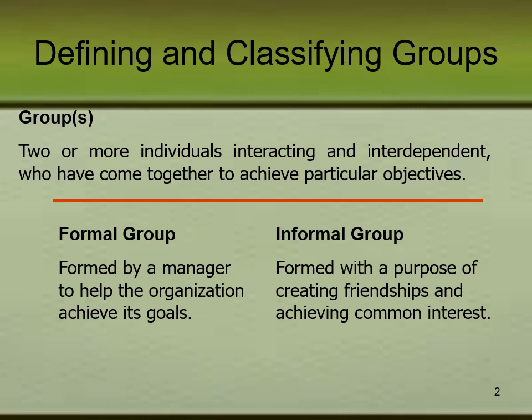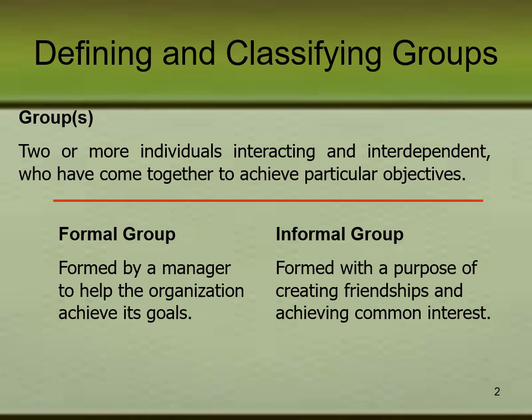Okay, so with regards to group, there are two types of group, which are formal group and informal group. So formal group is the group formed by a manager to help the organization achieve its goal. So formal group here is basically the group which is determined by the organization. Group yang ditentukan oleh organization.